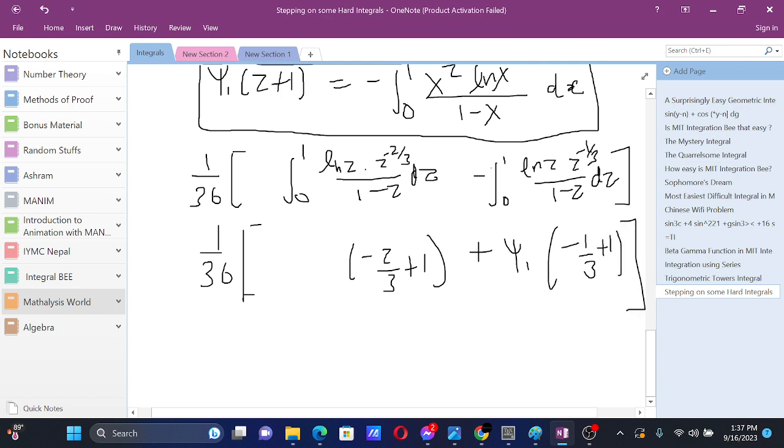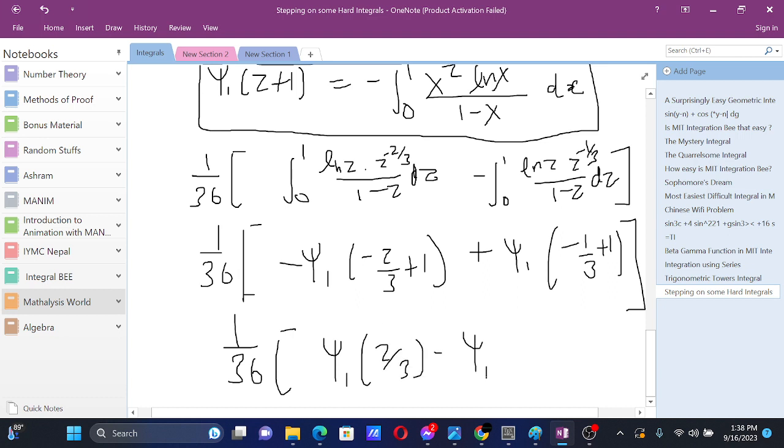So the main idea behind solving this problem was just knowing that this form is a standard integral, and its value is the negative of the trigamma of z plus 1. This was the main concept in this integral. Now our solution is 1 by 36 times the trigamma function of 2 by 3 minus the trigamma function of 1 by 3. So now you can evaluate this using Wolfram Alpha-like calculators, and that's it. This is the answer. Thanks for watching the video.